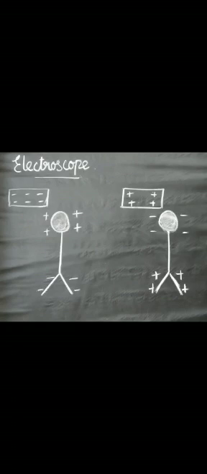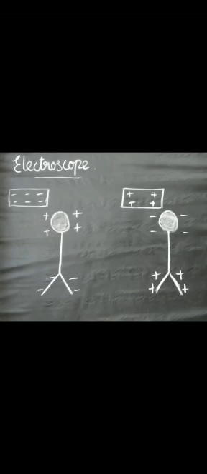There are two types of electroscope: the pith ball electroscope and the gold leaf electroscope. Our next topic is the gold leaf electroscope. It is made out of conducting material, generally metal. It works under the principle that like charges repel each other.